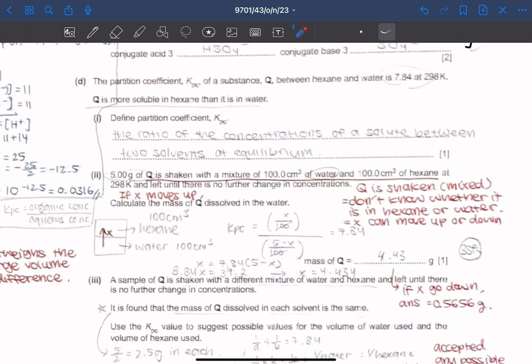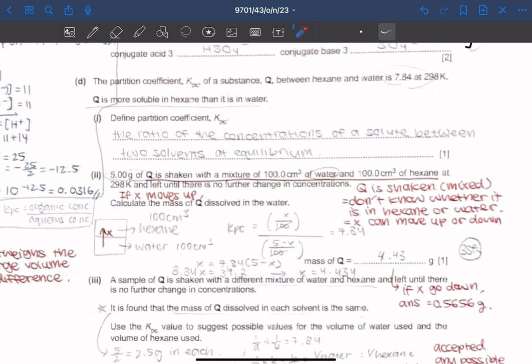So Kpc is the ratio of the concentration of a solute between the 2 solvents at equilibrium. The 2 solvents are hexane and water, and the solute is substance Q. The substance Q is usually stated in the question whether it is initially placed in water or initially placed in hexane. But in this question, it just states that 5 grams of Q is shaken with a mixture of 100 cm³ of water and 100 cm³ of hexane at 298 K. So it's just immediately shaken. We don't know whether Q is initially in hexane or initially in water. It's just mixed in both of them.